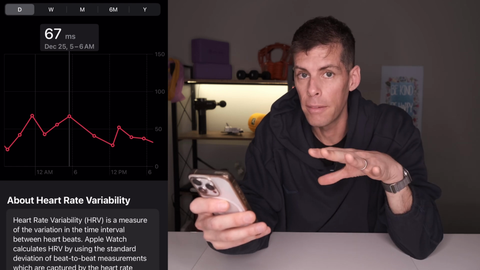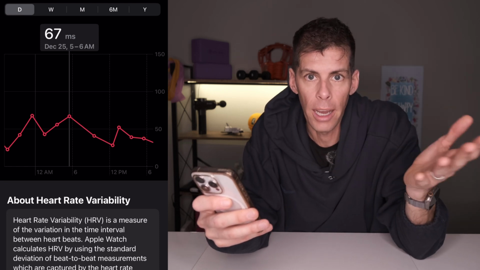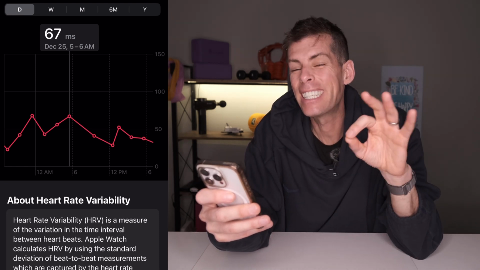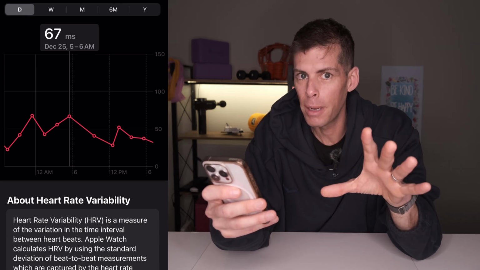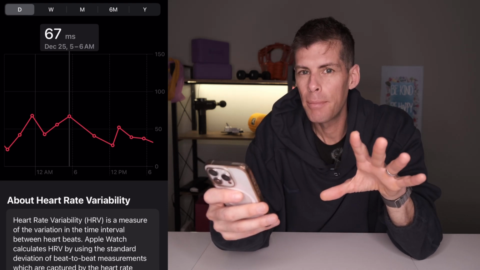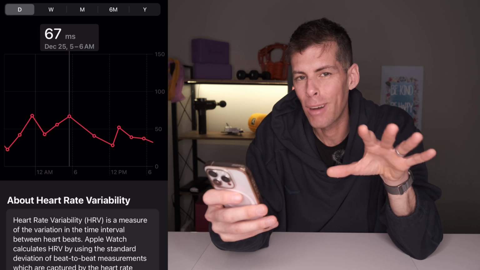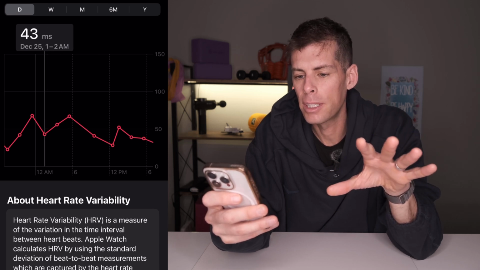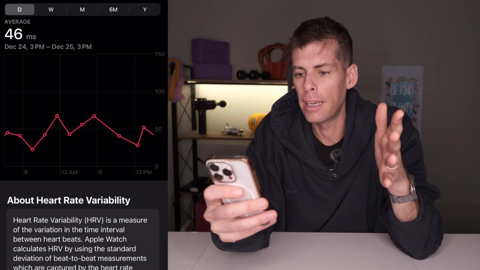Remember, yours are going to be very different. You could be over 100 for all I know, but we can see between 5 and 6 a.m. that's 67 milliseconds heart rate variability, and I'm probably awake at this time and probably sipping a coffee, so I'm in a very relaxed state. And then if we go back just a couple hours, these are still pretty good numbers for me.